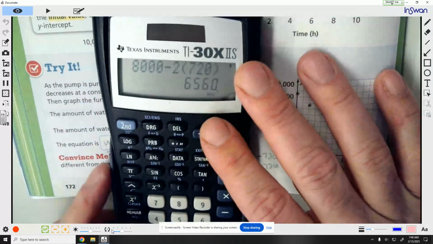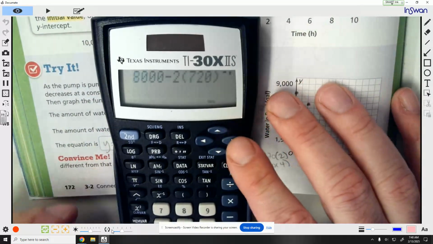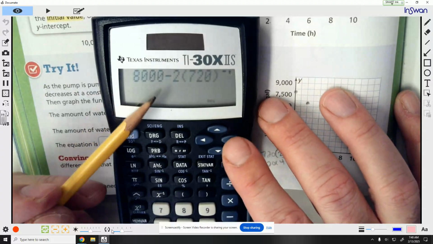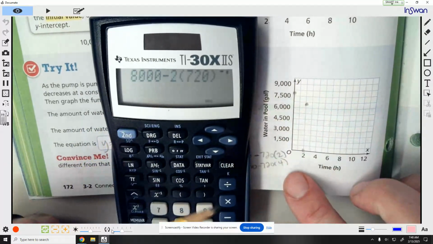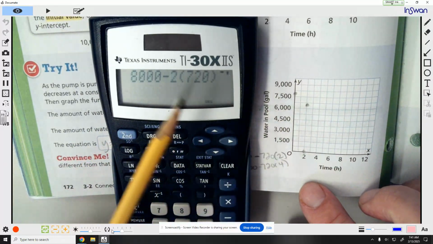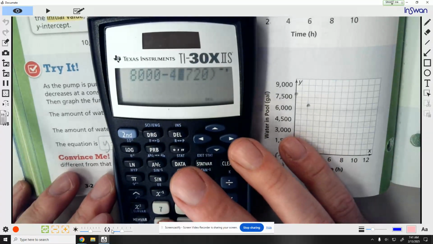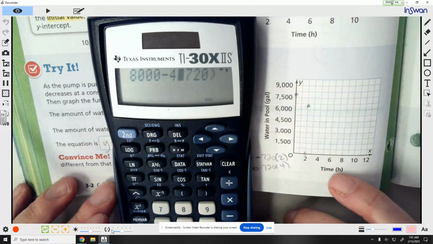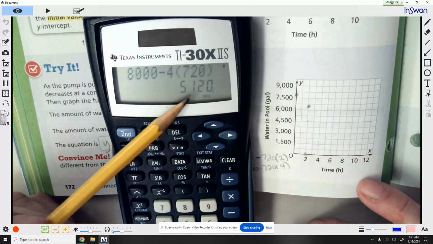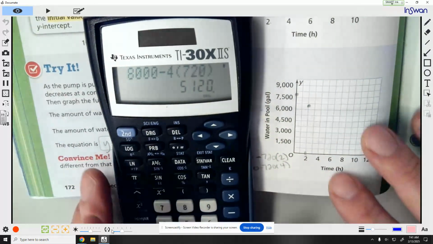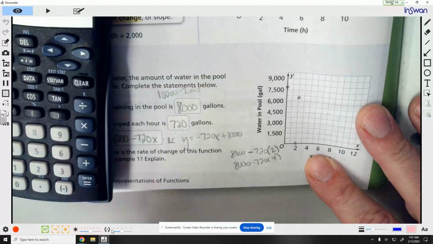Now I can go up to my calculator here, and if I hit that up arrow, I can keep that same equation, but what I'm really changing is just the hours. So instead of the 2, I know it's 4, so I can just change that 2 to a 4, leave everything else the same, push equals, and here's my new amount. So in 4 hours, there's only 5,120 gallons left.